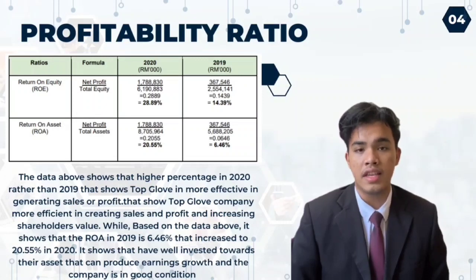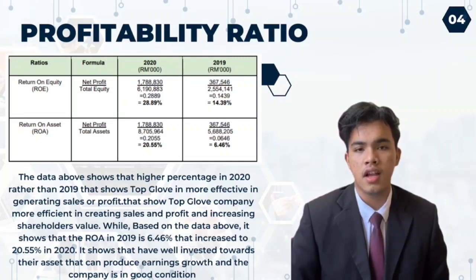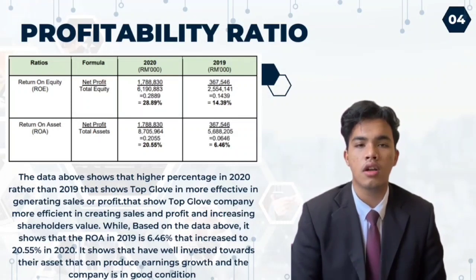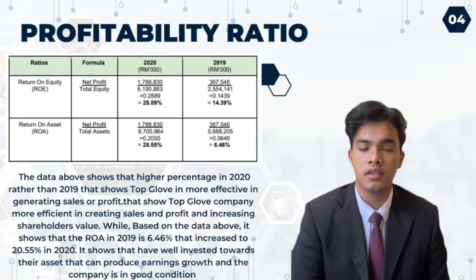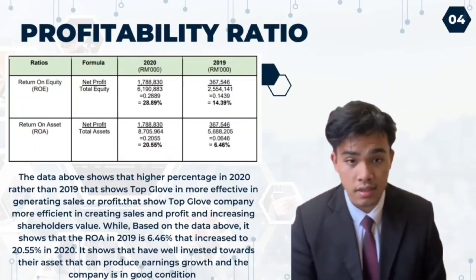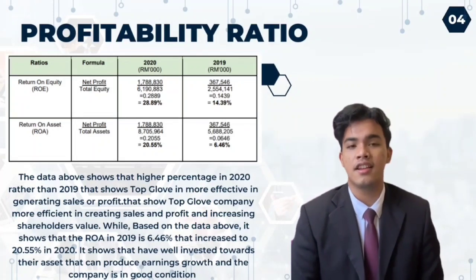For 2020, the net profit of Top Glove was 1,788,830, then divided by total equity, which is 6,190,883. The answer will be 28.89%. This shows Top Glove is more effective in generating sales and profit, as the percentage has increased from 2019 to 2020. Next, return on assets.